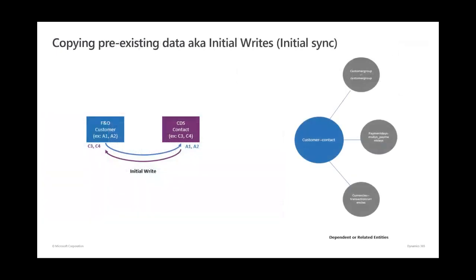So why do we have initial writes? Thinking about the customer, as said some minutes before, the customer contains a lot more mandatory fields in F&O than it does in CE. So we need to enrich the model for a customer in CE so that the data can flow nicely without defaulting any value. For example, that is what we did in DI, in Data Integrator.